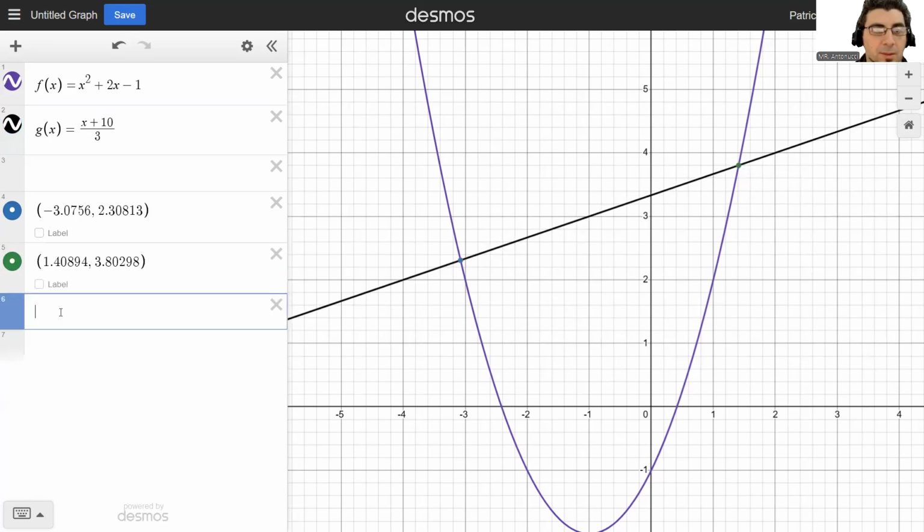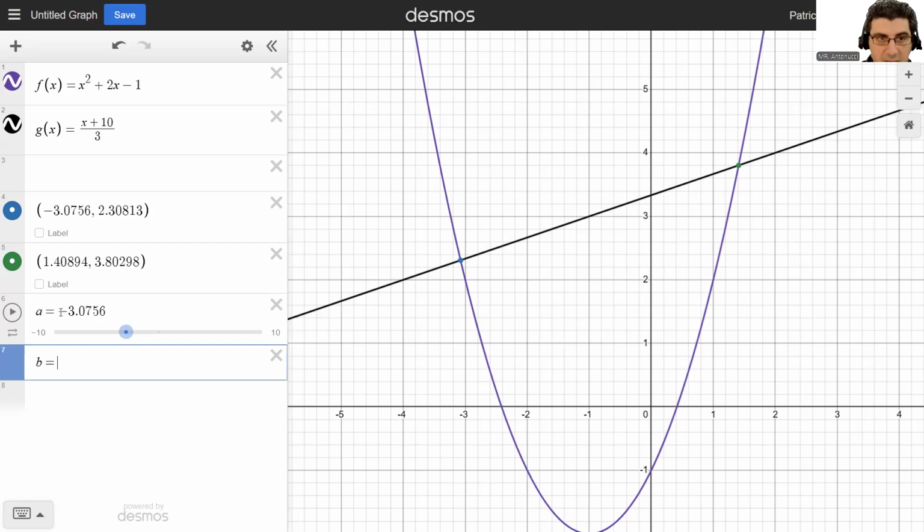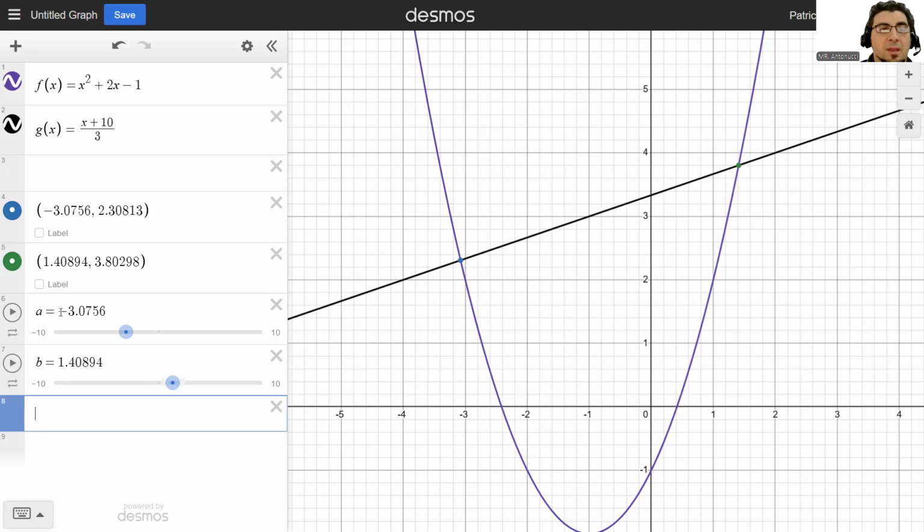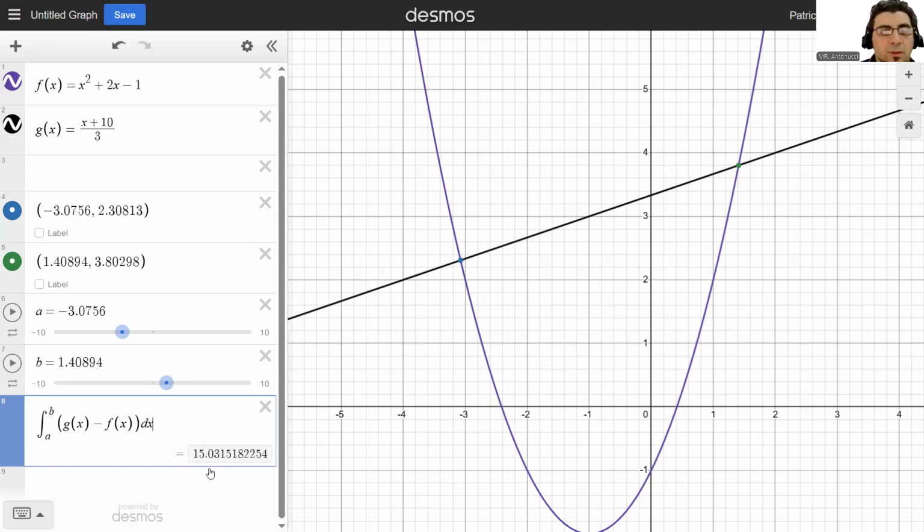Okay. And then I'm going to let a equal negative 3.0756, and I'm going to have b equal 1.40894. Then I can get the integral from a to b of, now notice the line is on top here, so g of x minus f of x dx, and it gives you the answer here.